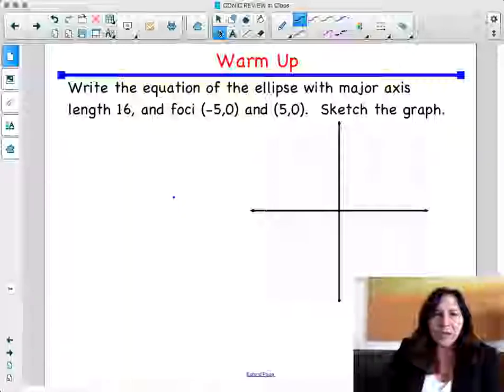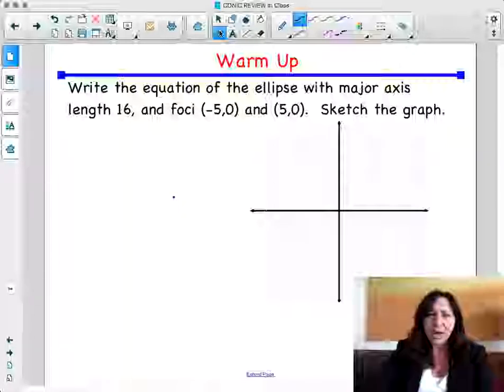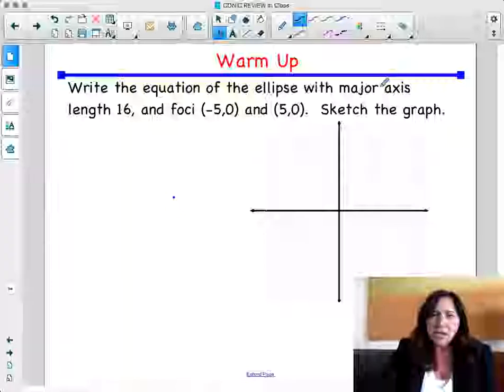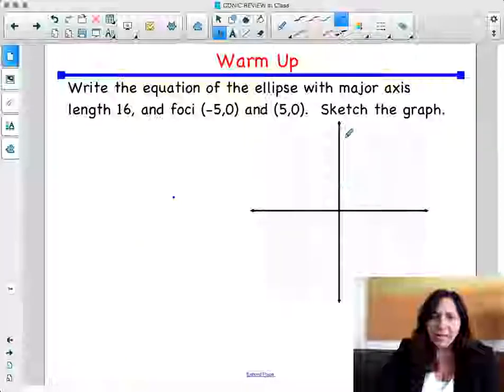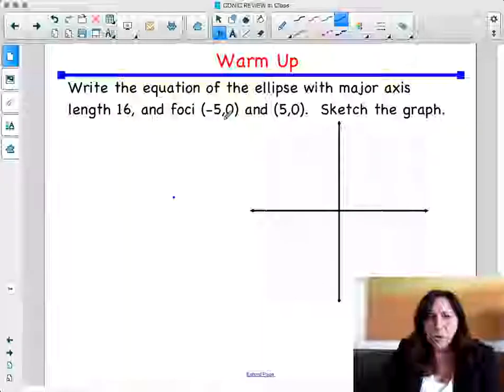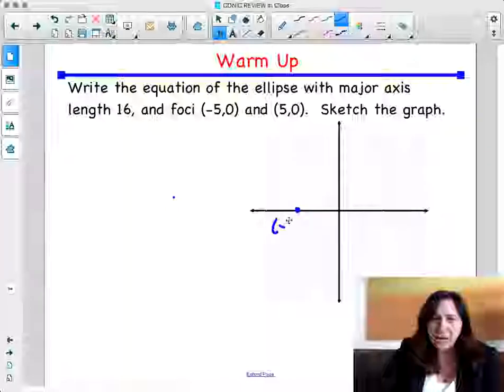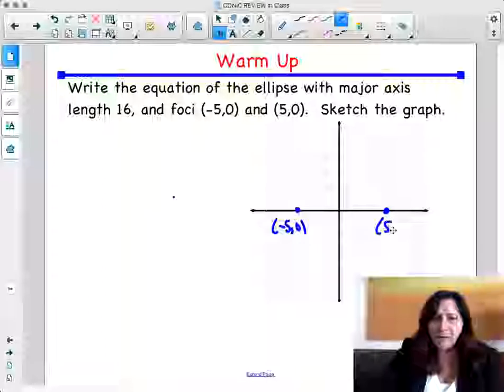We're going to write the equation of the ellipse that has a major axis of length 16. So if it has a major axis of length 16, that means that we went to the right or to the left or up or down 8 both ways. If my focal points are at -5, 0, so there's one point right here at -5, 0, and my other focal point is right here at 5, 0.